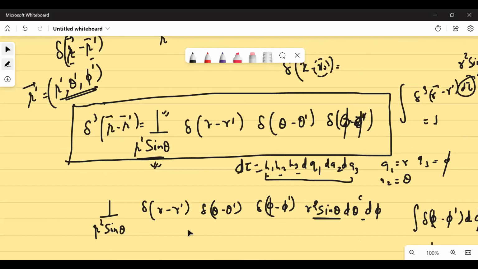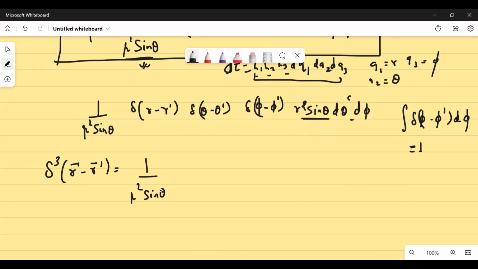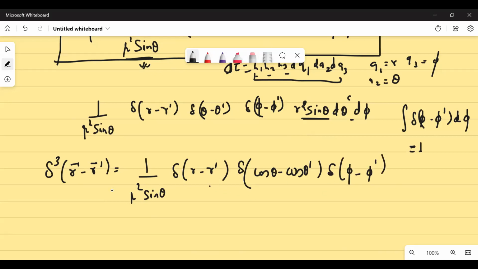For instance, I'll give you an example. The same thing can be written as this, if I'm not wrong, just cross verify it. If I write Dirac of r vector minus r dash vector, this should be Dirac of r minus r dash, then Dirac of cos theta minus cos theta dash, and then Dirac of phi minus phi dash. Just try to find whether that is the right representation. Is the above equality right?